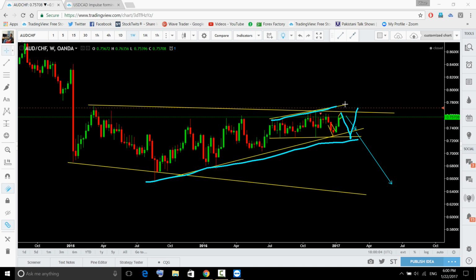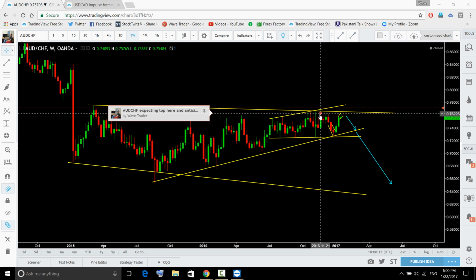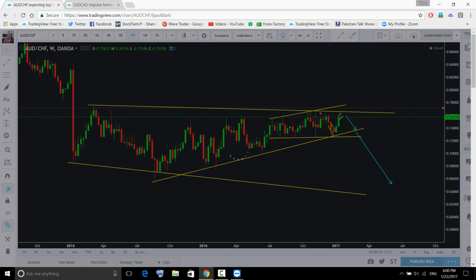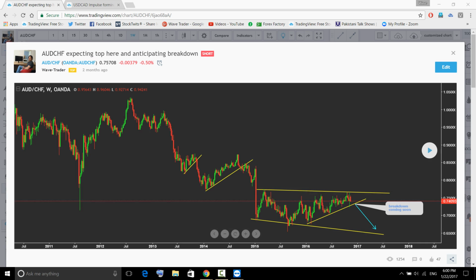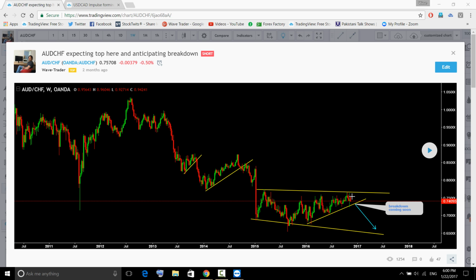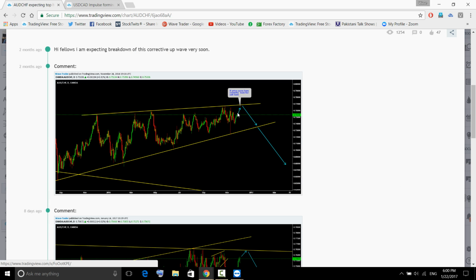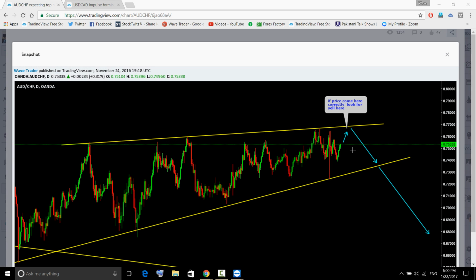So price is running into these ranges. We are trading in these ranges. So this was the weekly. We are looking for the big move to the downside. The last move we were looking for was this move. We got this move.